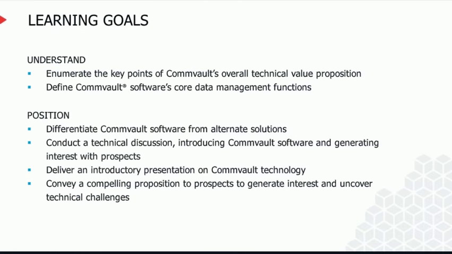In this module, you will understand the key messaging behind CommVault's overall technical value proposition and the core data management functions that CommVault software provides. Following the completion of this module, you will also be able to successfully position and differentiate CommVault from the competition. You will be able to conduct compelling technical sales discussions and CommVault product presentations with your prospects to generate interest and understand their business and technical challenges.